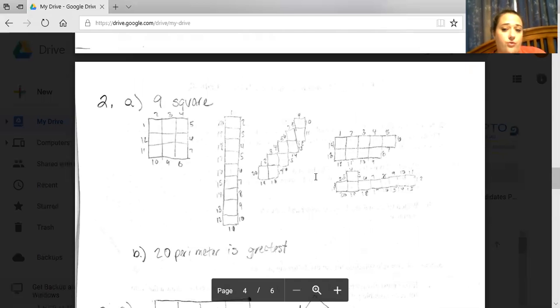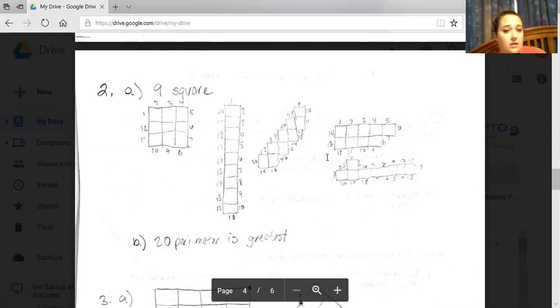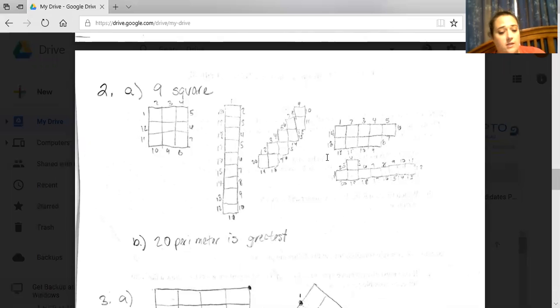And I just drew these out, calculated the sides. The question is draw the different possible figures. Here are the different possible figures, and I determined that the least perimeter is 12, and the most I could come up with was 20.